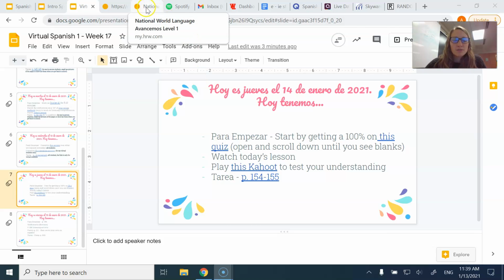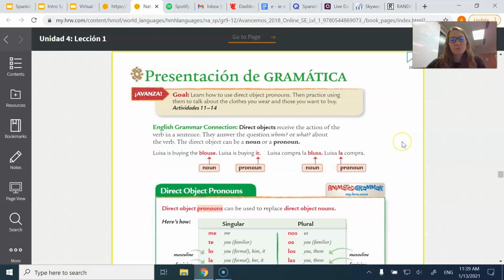Ok, hoy, chicos, tenemos algo de gramática nueva, ¿sí? So the English grammar connection is that direct objects receive the action of the verb in a sentence. Hopefully you guys have learned this in English class, right? So if we look down at this example, Luisa is buying the blouse. So you can see this is the direct object because it's receiving the action. What is she buying? The blouse.